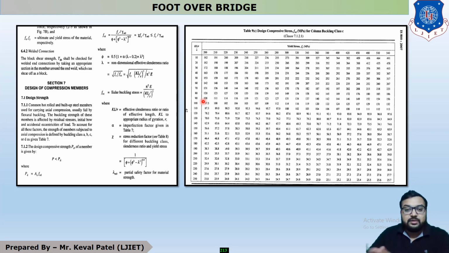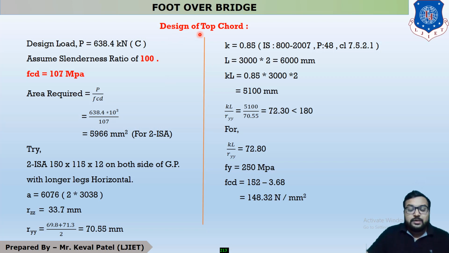Now we are moving further to the design of the top chord. Our maximum force is 638.4 kilonewton. Now, you have two methods to design. In the first method, you assume that your slenderness ratio is 100. In the second method, you directly assume the value of FCD is equal to 100. Now, we are referring to the first method, which is given in our book. So our value of slenderness ratio is 100.